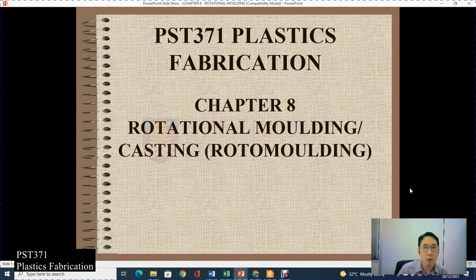Okay, Assalamualaikum warahmatullahi wabarakatuh. So today we continue with chapter 8, which is rotational molding, also known as casting for rotomolding.